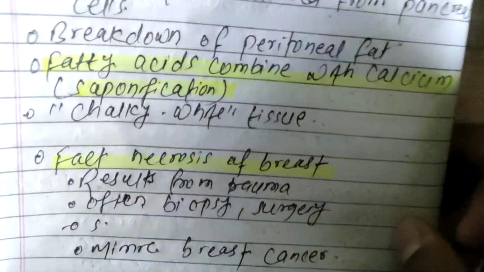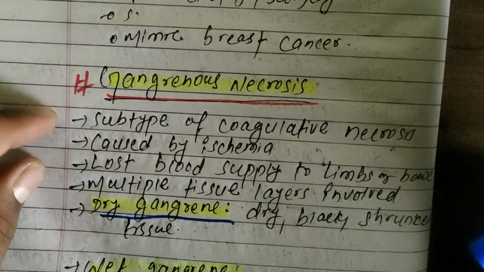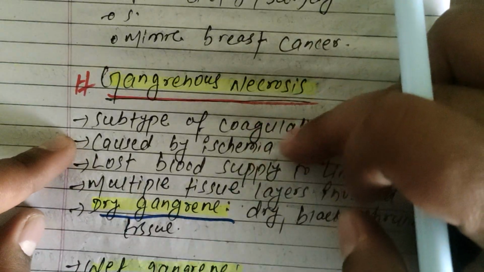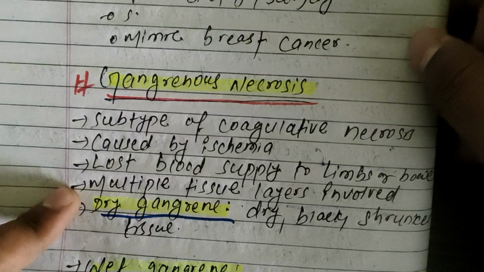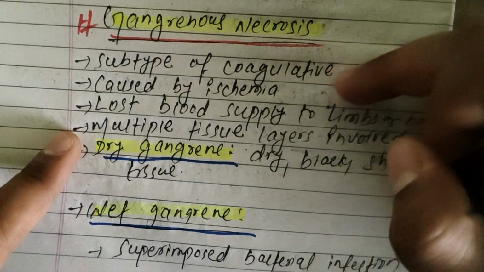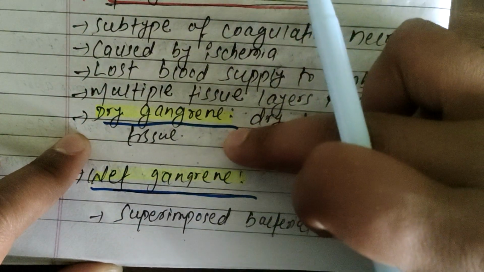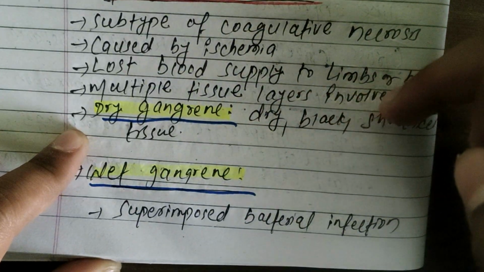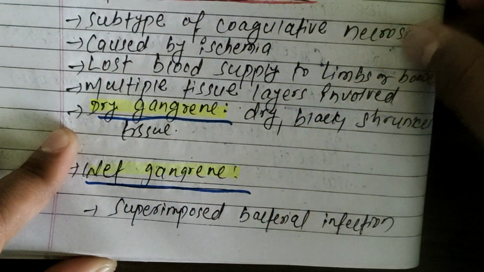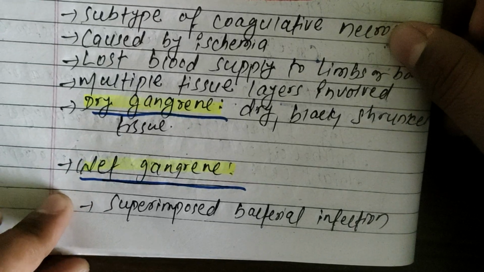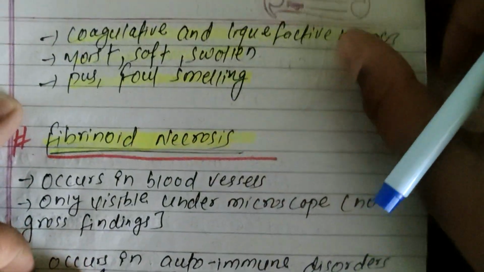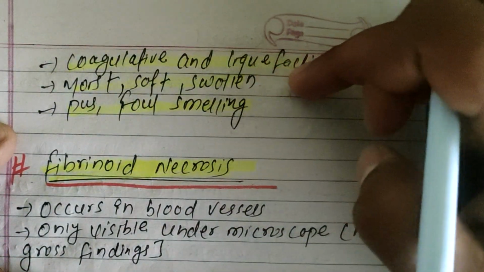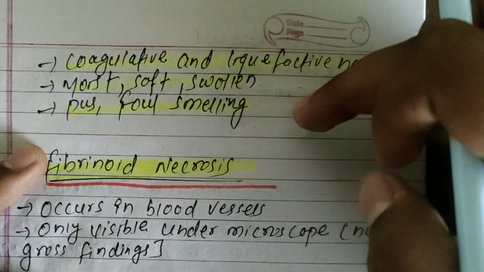Next, there is gangrenous necrosis. This is a soft type of coagulative necrosis. This is also caused by ischemia and lost blood supply to the limbs or the bowel. Multiple tissue layers are involved in gangrenous necrosis. There are 2 types of gangrene: dry gangrene and wet gangrene. In dry gangrene, the tissue appears dry, black, and shrunken. And in wet gangrene, there is a superimposed bacterial infection. Both coagulative and liquefactive necrosis are present in gangrenous necrosis: moist, soft, and swollen tissue, pus, and foul smelling.